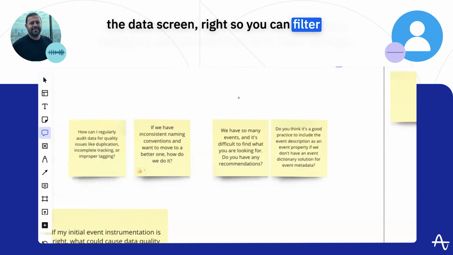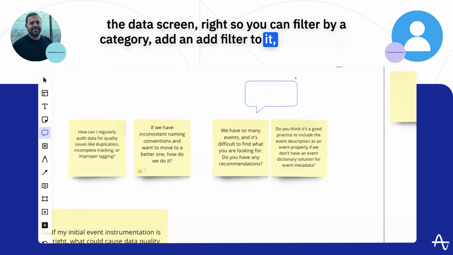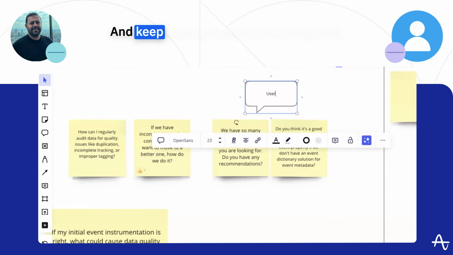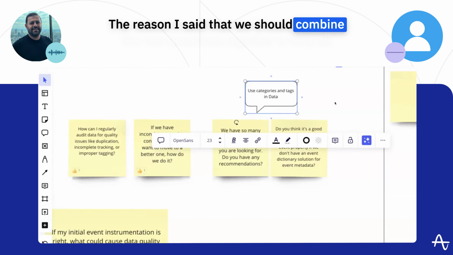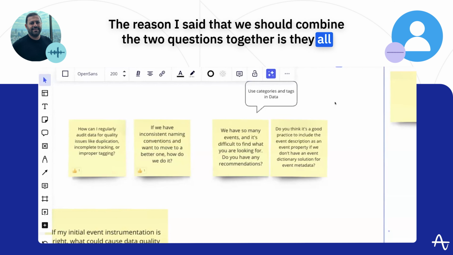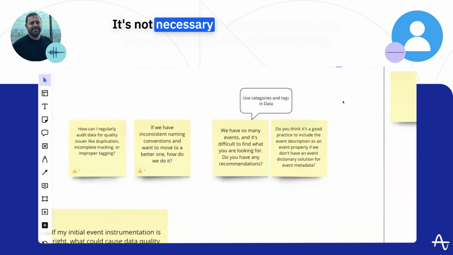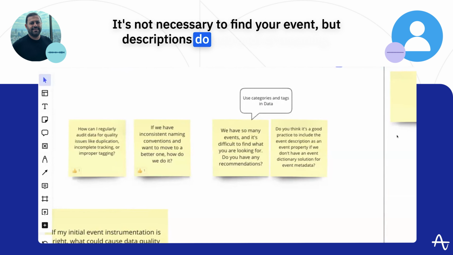So you can filter by a category, add an and filter to it, filter by tags, and keep adding those filters on top of it. So categories and tags would be the best solution to finding the right event you need. The reason I said that we should combine the two questions together is they all kind of fall in the same bucket, right? It's not necessarily to find your event, but descriptions do add a lot of meaning.